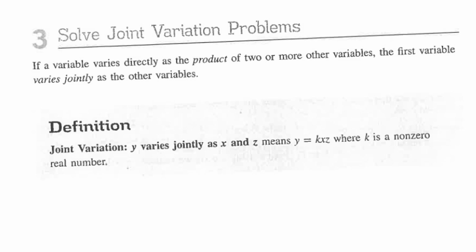Now we will turn our attention to solving joint variation problems. If a variable varies directly as the product of two or more variables, the first variable is said to vary jointly as the other variables. Said more with equations rather than words, y varies jointly as x and z means that y is equal to k times xz, where k is a non-zero real number. Again, it's a constant of the variation.